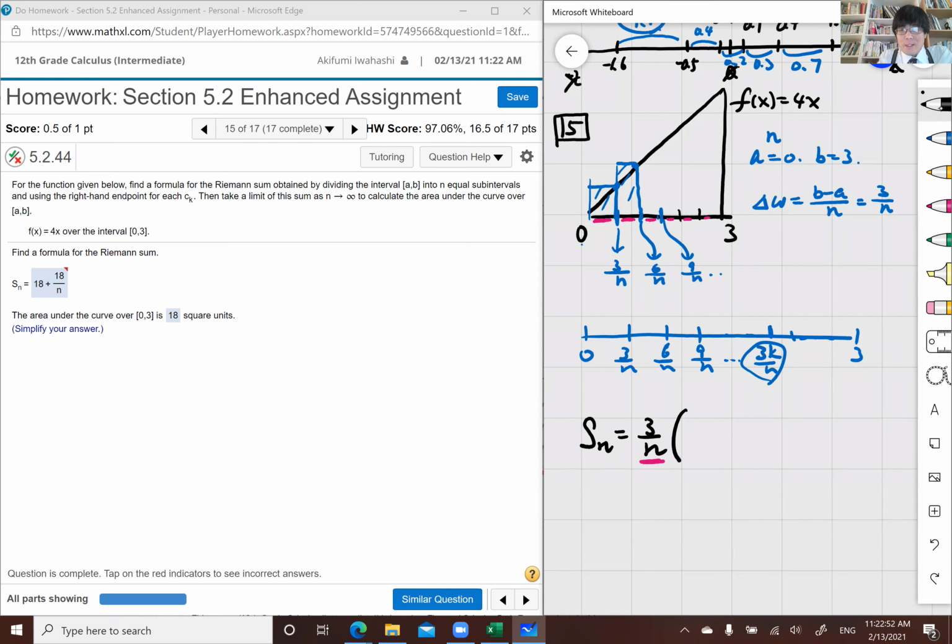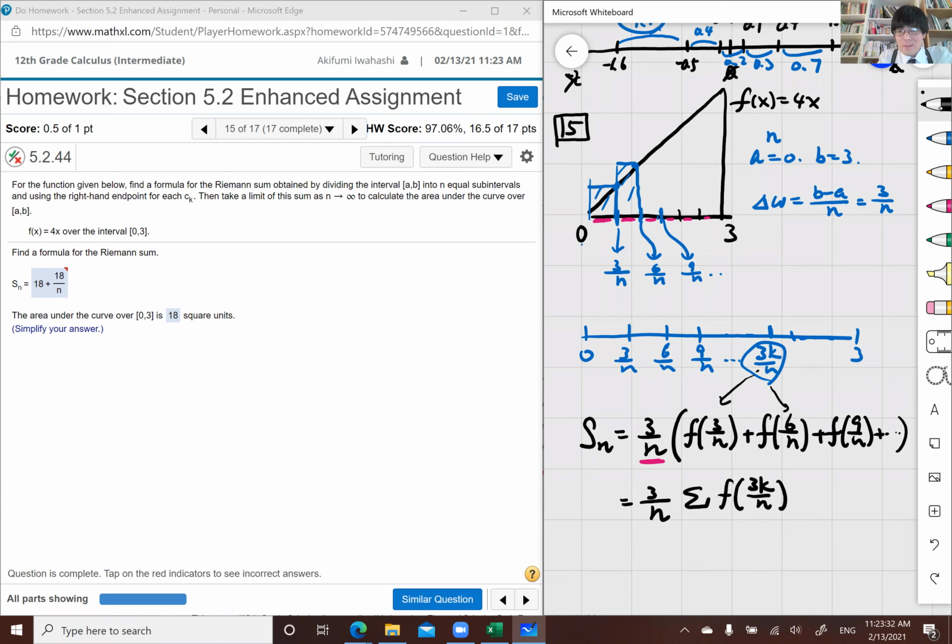Now multiply it by height. And because you are using the right points, the first height is going to be the function value at 3 over n. The second term is going to be f at 6 over n, and the third term is going to be f at 9 over n, and so on for n terms. So using sigma notation, it's going to be 3 over n sigma of f of 3 times k over n. This is for k equal to 1, this is for k equal to 2, and so on.